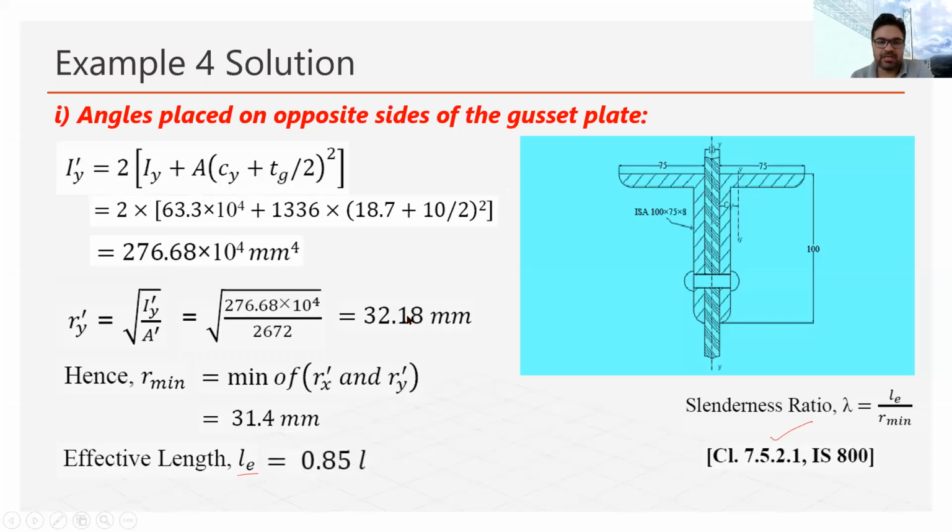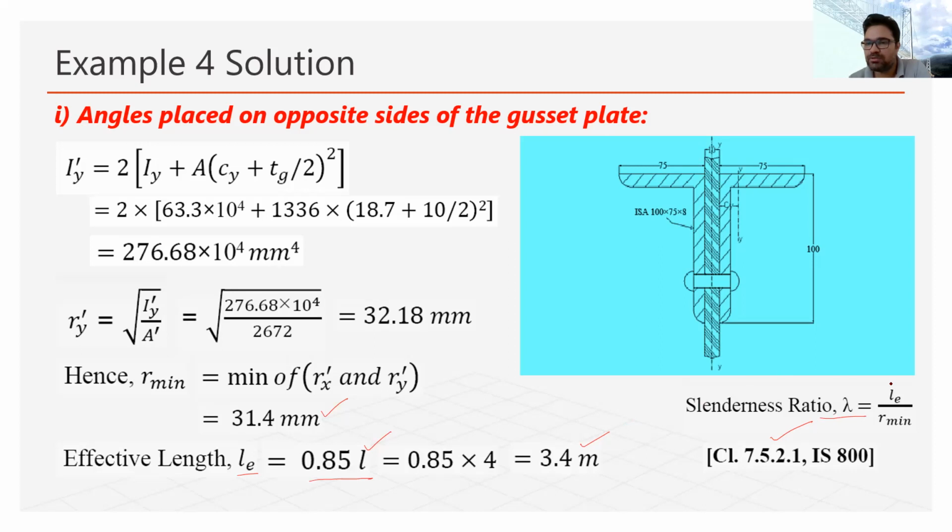So yes, here I have taken the effective length of the discontinuous struts as 0.85 times L. L is already given in the question, which is 4 meter. So putting the value, we get effective length as 3.4 meter. So ultimately, now we have found the value of minimum radius of gyration, which is 31.4, and the effective length. So why are we finding these values? Because to calculate the effective slenderness ratio, which is the lambda value.